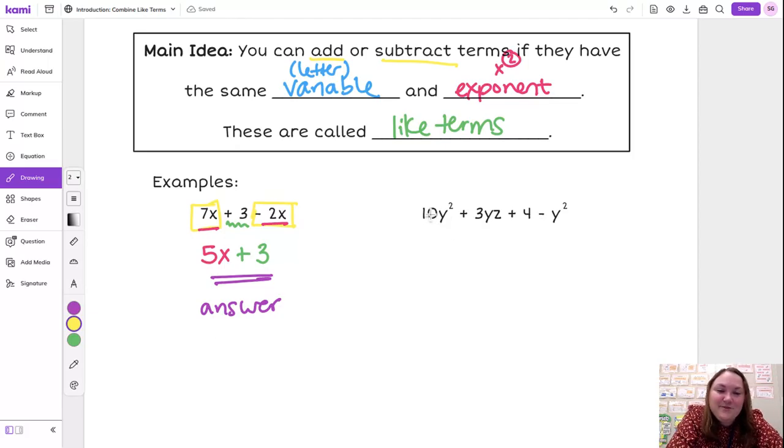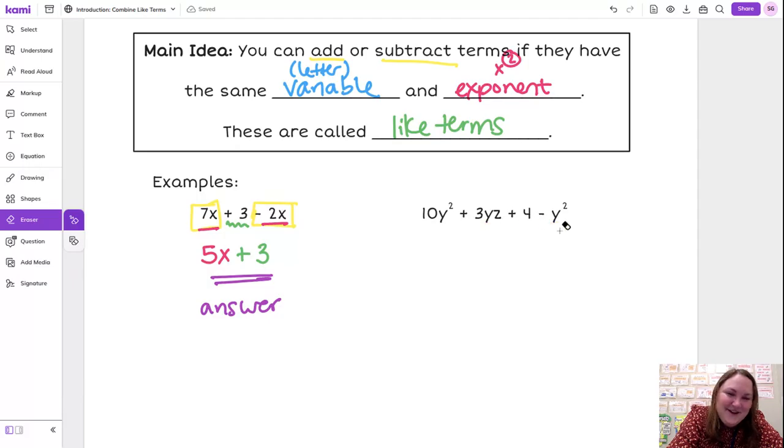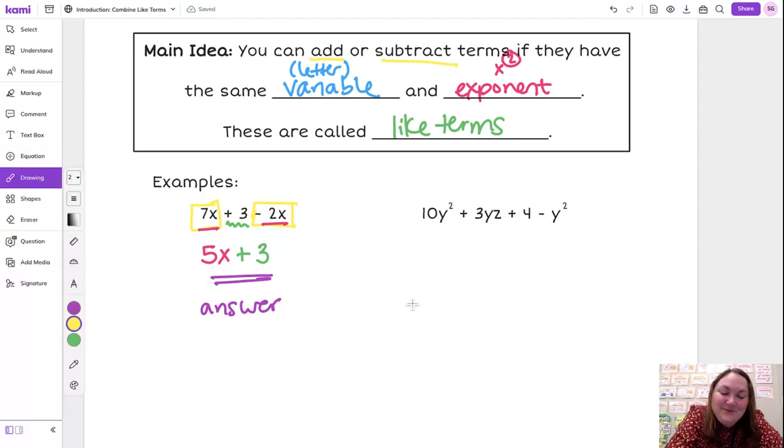So in this expression here, we have 1, 2, 3, 4 terms, but we, once again, cannot combine all 4. The only 2 we can combine are 10y squared and minus y squared. Both of those have the same variable y, and they both have the same exponent 2, or y squared. The 3yz is not the same as y squared, and the 4 doesn't have any variable, so it's also not the same. So for this problem here, I want to do 10y squared minus y squared.